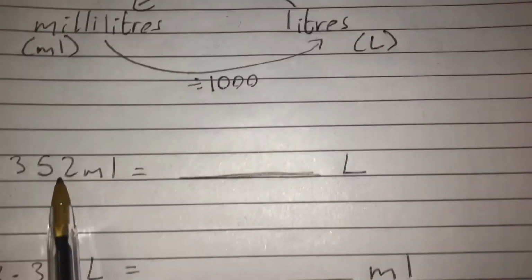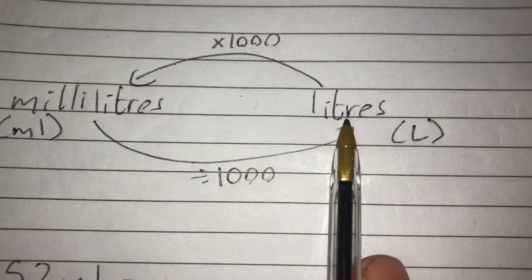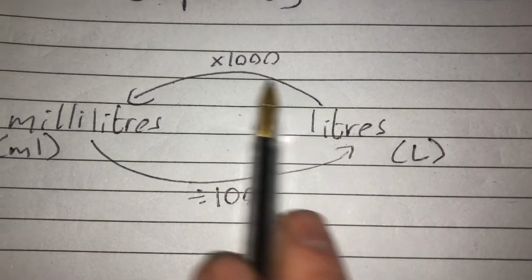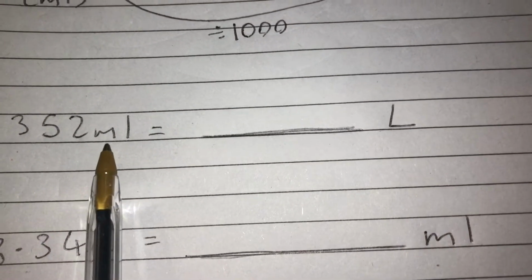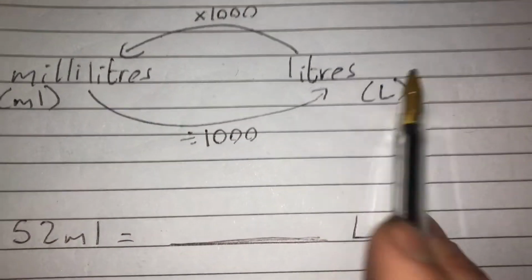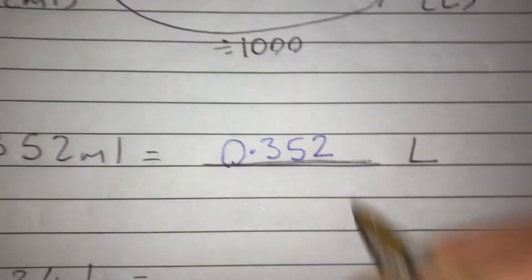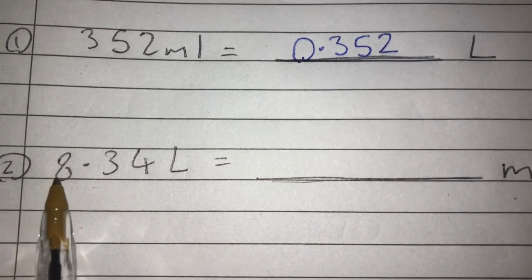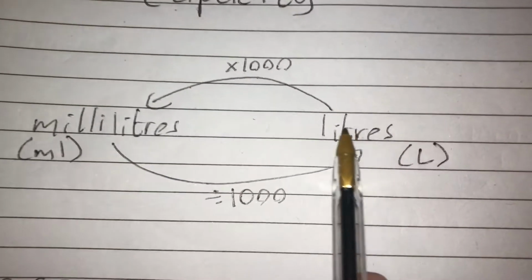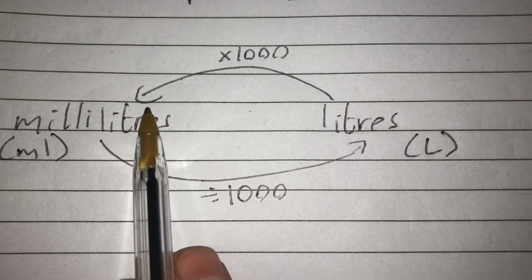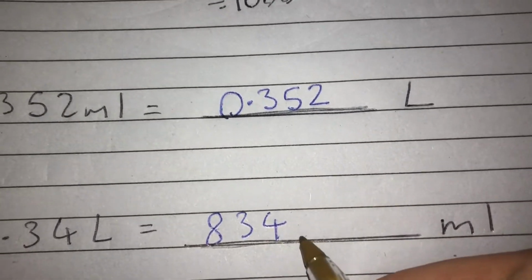All right. There's 1,000 milliliters in a litre, so milliliters to litres I divide by 1,000, litres to milliliters I multiply by 1,000, going in this direction. First example, 352 milliliters into litres, so I'm going this way and dividing by 1,000, so that is simply 0.352. And if I want to change 8.34 litres into milliliters, I'm going this way, so I'm multiplying by 1,000, so that becomes 8,340.